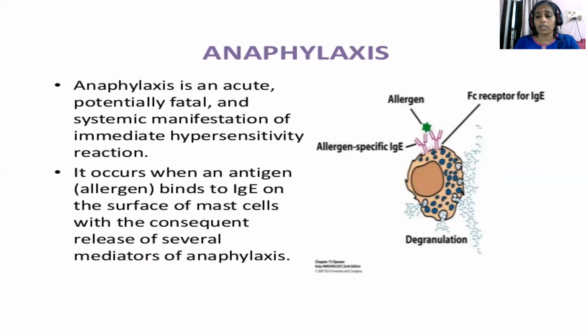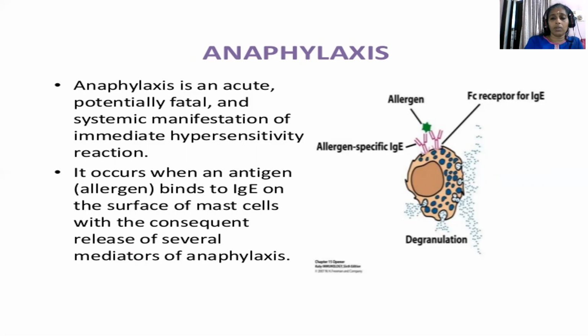Anaphylaxis is an acute reaction. As I already said, it is a systemic reaction that affects our entire body. It is potentially fatal, its manifestation is systemic, and it is an immediate type of hypersensitivity reaction. So how does it occur?